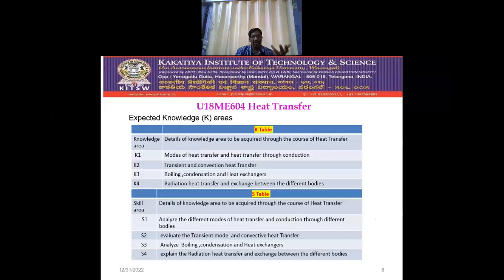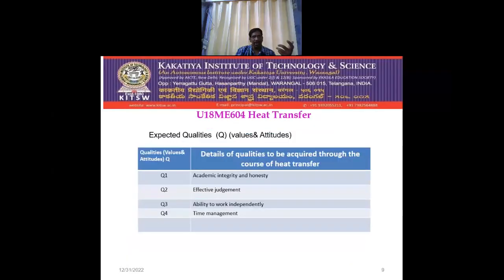And the skill set you are going to develop by this course is that you will be able to analyze different modes of heat transfer and conduction through different bodies. You will be able to evaluate transient mode and convection mode of heat transfer. You will be able to analyze boiling, condensation and heat exchange, as well as explain the concept of radiation heat transfer between the two exchange bodies. And the qualities which you are going to gain once you complete this are academic integrity and honesty. You will gain effective judgment, as well as an ability to work independently and time management.